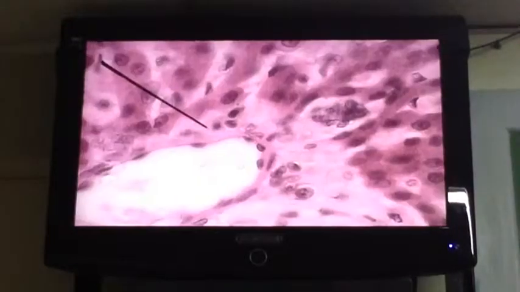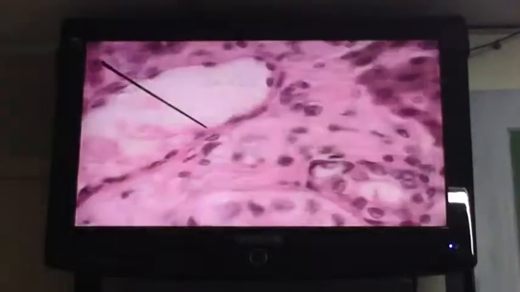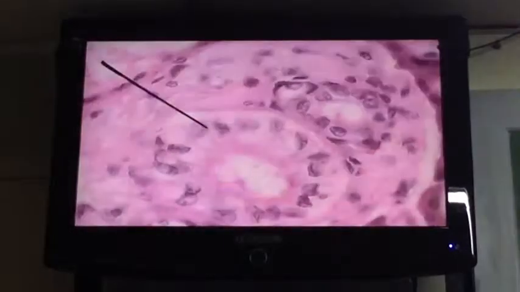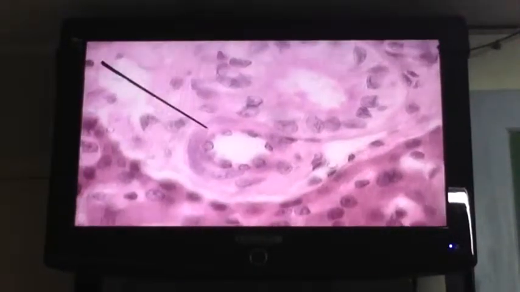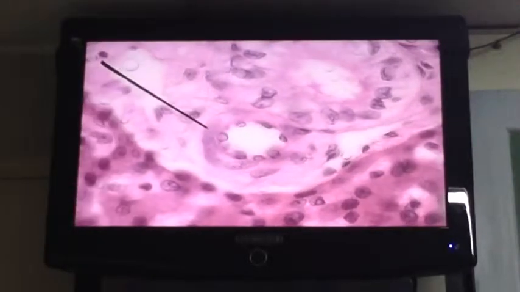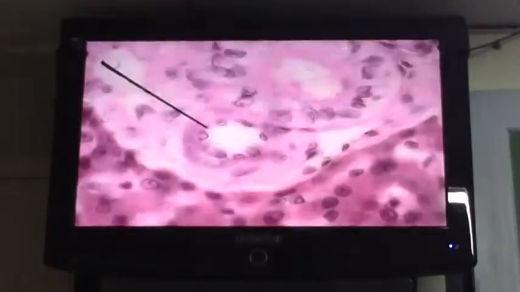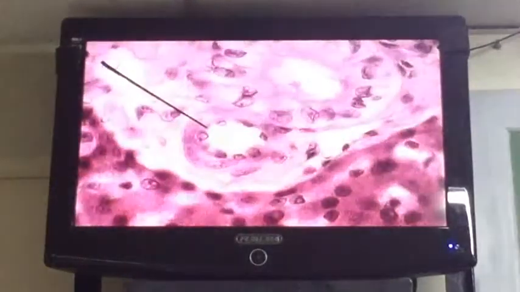Here's a better one. Here, this is the vein, duct, another duct. This one here below, very round, flattened epithelium, thicker wall. This is the hepatic artery. Okay, so I hope you learn how to differentiate between the three structures.